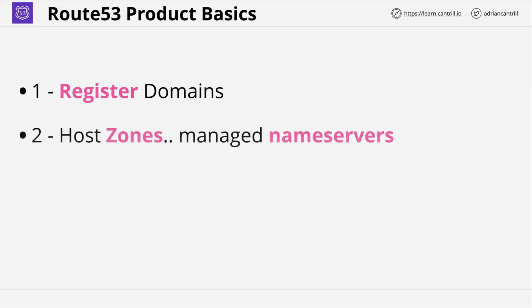Route 53 provides two main services. First, it's a service in AWS which allows you to register domains, and second, it can host zone files for you on managed name servers which it provides.